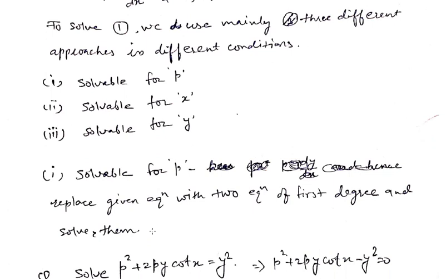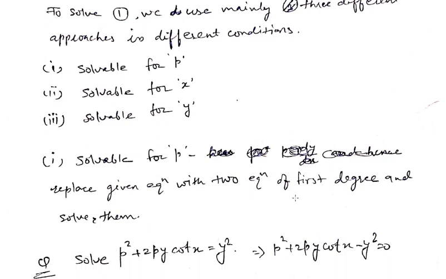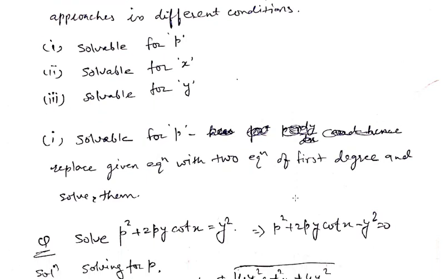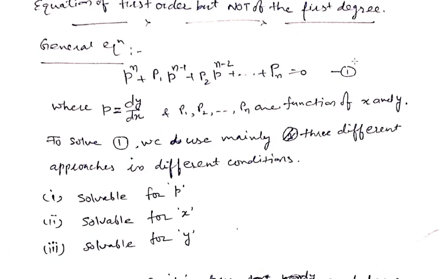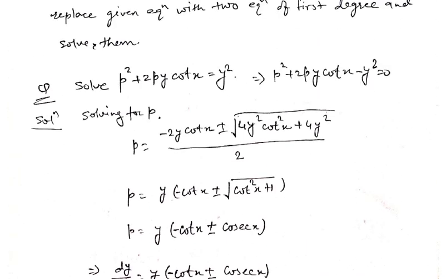In this method we replace the given equation with two equations of first degree and then we solve them. So let's try one example, which is p square plus 2py cot x equals y square, or we can rewrite it as p square plus 2py cot x minus y square equals to 0, as per the general equation the right hand part is 0. Now when we solve it for p, this is a quadratic equation, so we can find two equations.